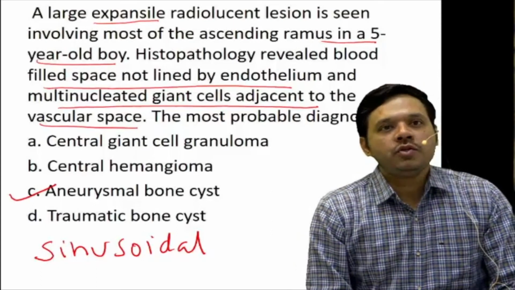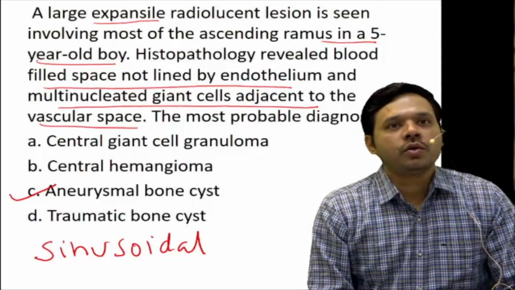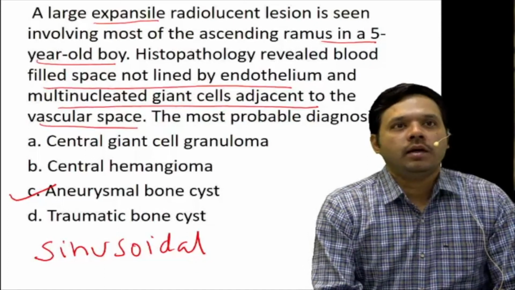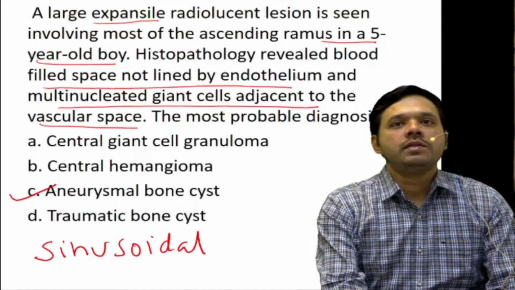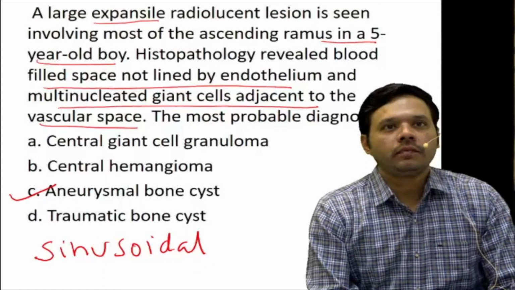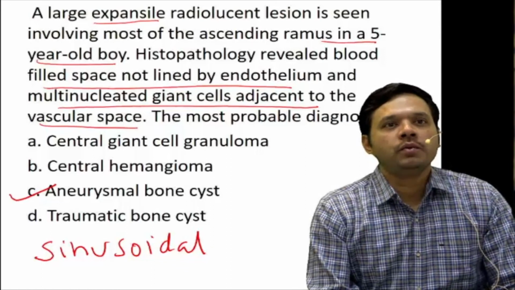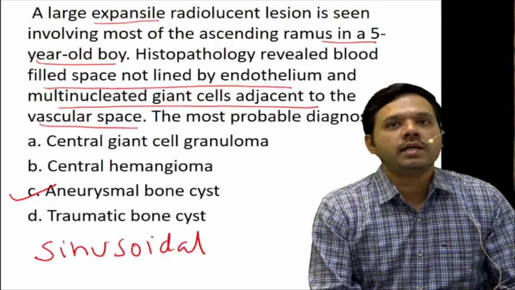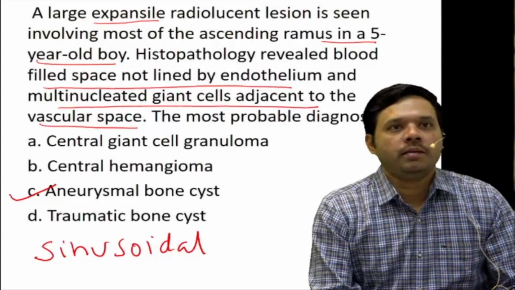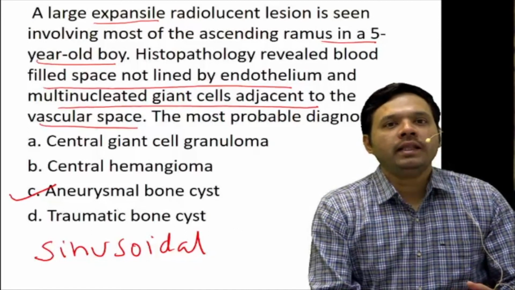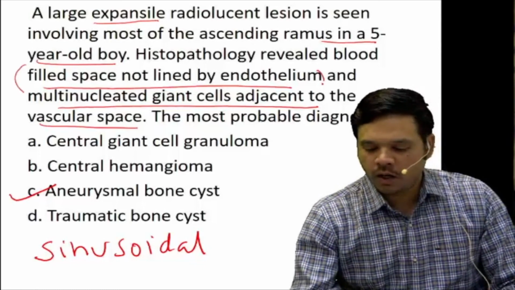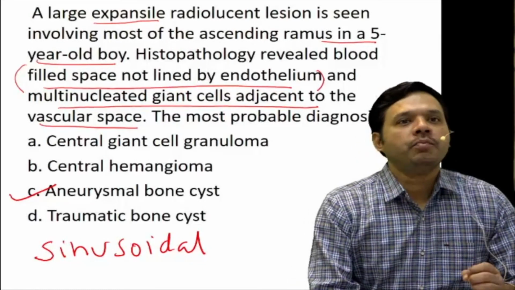Central hemangiomas also do present with a similar picture, but in hemangiomas you will see blood vessels, capillaries. If it is a capillary hemangioma, you will see capillaries which will have endothelial lining, and if it is a cavernous hemangioma, you will see cavernous spaces which are lined by endothelium. So you don't see sinusoidal spaces. In an MCQ they won't directly ask you about sinusoidal spaces, they will ask you about blood-filled spaces which are not lined by endothelium. That is a clinching point that we should know.